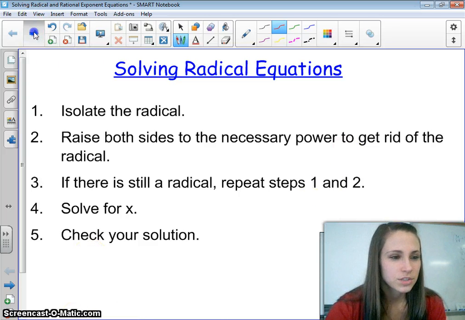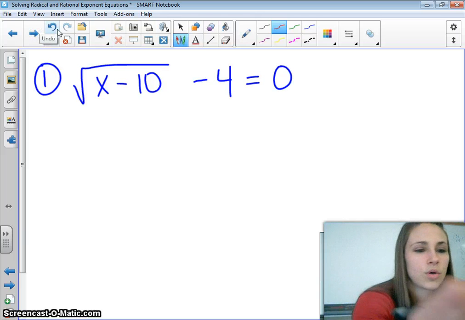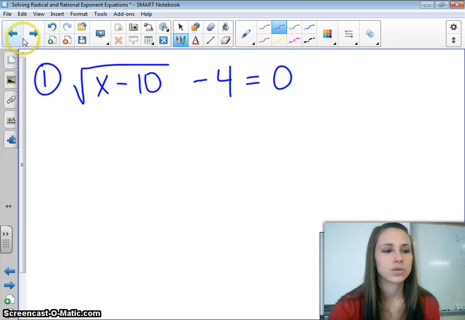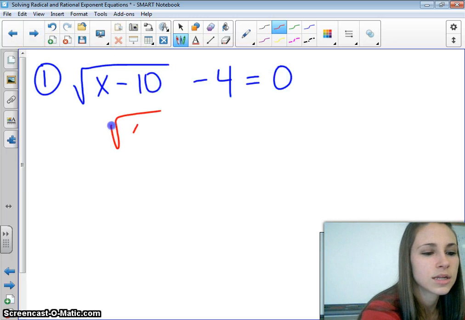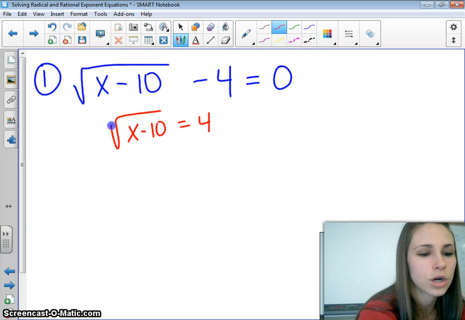Alright, problem 1. We're going to start out pretty easy. So on this one, I've got to first isolate the radical. So first step is isolate the radical. So I'm going to add 4 to both sides. This is going to be the square root of x minus 10 equals 4.